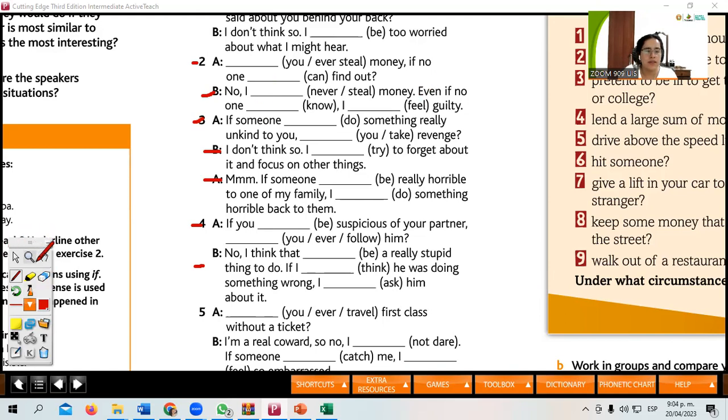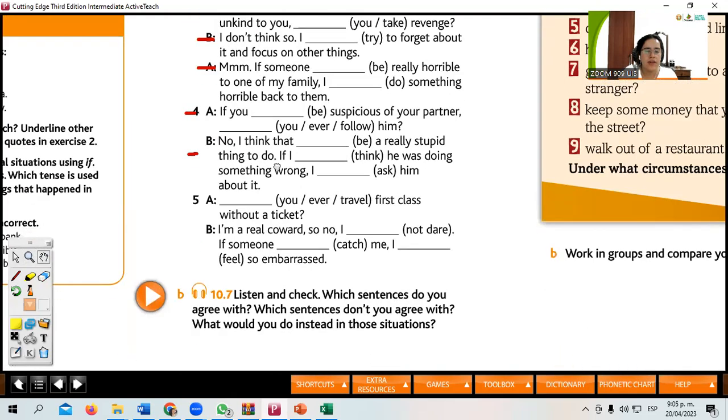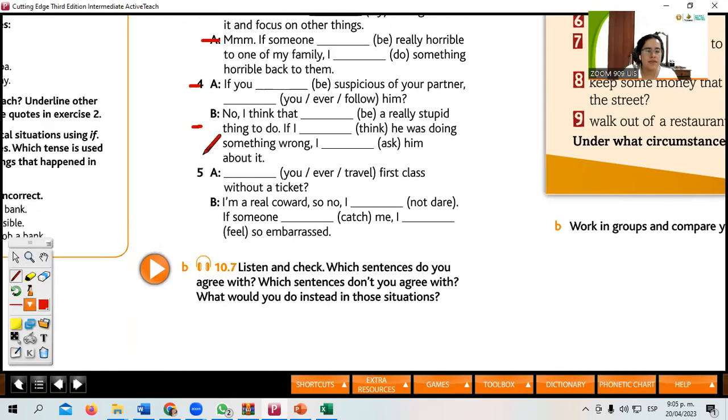Beatriz, the number 5. The question number 5. Yes, teacher. Would you ever travel first class without a ticket? Would you ever, let me write it on the chat. Would you ever travel first class without a ticket? Diego, you read the answer B.